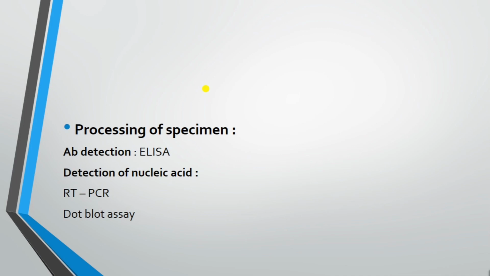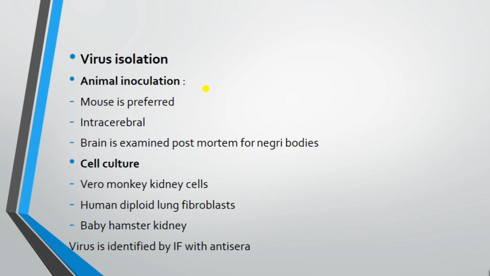Processing of the specimen can be done by antibody detection using ELISA and detection of nucleic acid by RT-PCR or dot blot assay. Virus isolation can be done using animal inoculation. Mice inoculation is preferred through the intracerebral route. The brain is examined postmortem for Negri bodies. Negri bodies are cytoplasmic inclusion bodies produced by rabies virus. So the mouse is inoculated with the patient sample intracerebrally and the brain is examined postmortem for the presence of Negri bodies.